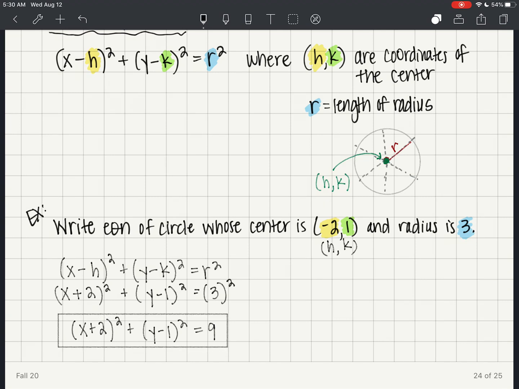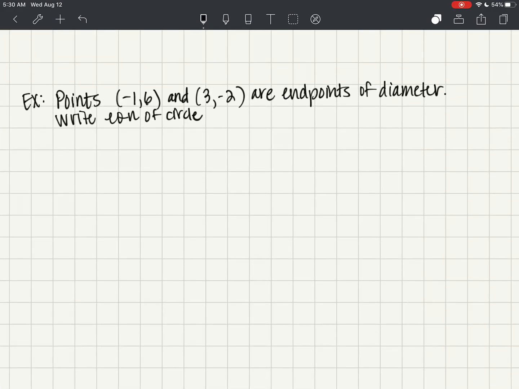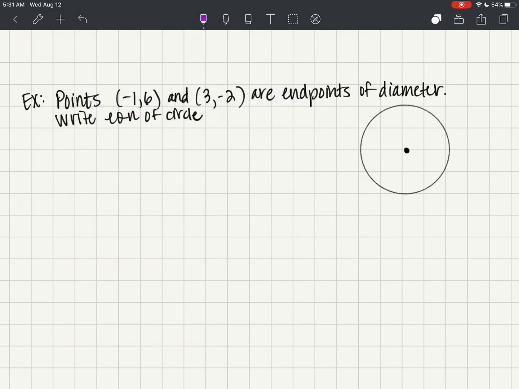So how does it get any more challenging than that? Well, we're going to pull in that distance and midpoint idea. We're going to have two endpoints on a circle that go through the center. That's called the diameter. So here's the center of our circle, and I'm going to use purple to connect two endpoints on the circle that go through the center. That is called a diameter.